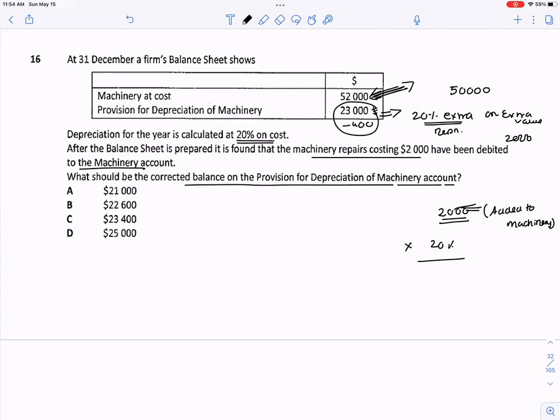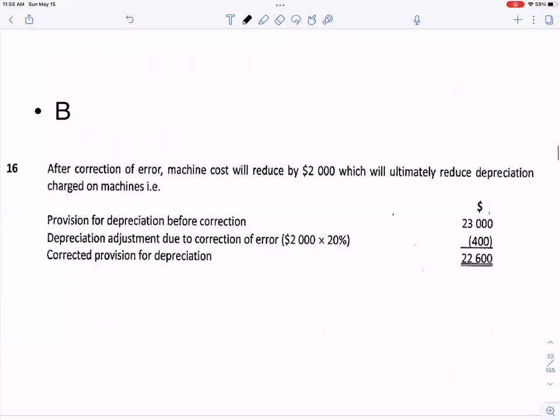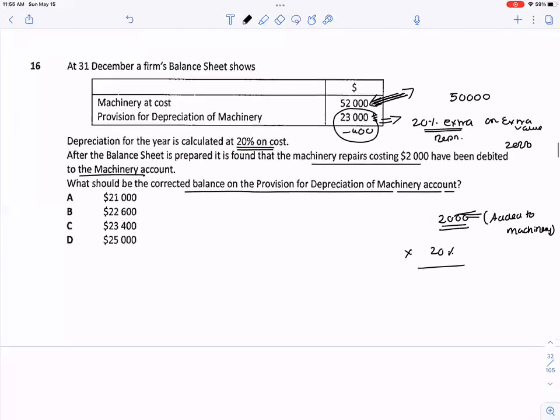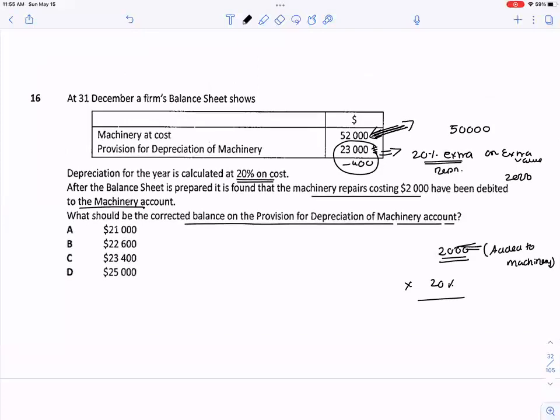So we remove that 400 from 23,000. So what will be the amount? 22,600. Understood? The extra cost is removed from the cost, and on that extra amount, whatever depreciation you have calculated, remove it from the provision for depreciation. So you can get the new net book value, new cost, new provision for depreciation, anything. Am I clear?